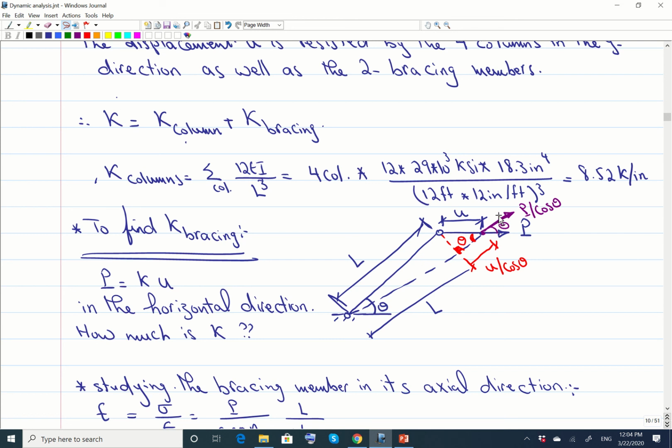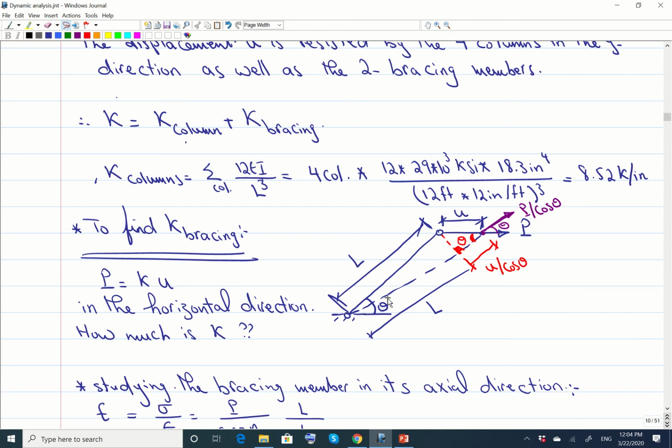The component of B divided by cosine theta in this horizontal direction is P. If you analyze this P divided by cosine theta into two components, one in the horizontal direction and one in the vertical direction, we're going to have P, and then the other one over here, which is P divided by cosine theta multiplied by sine theta. So the component of the force in the direction of the truss or the bracing member is P divided by cosine theta.